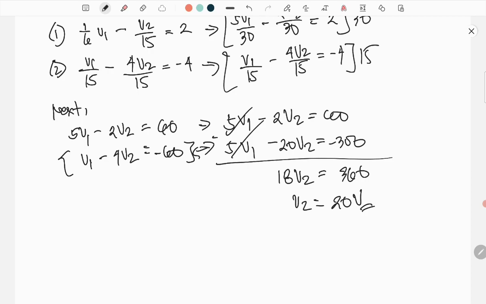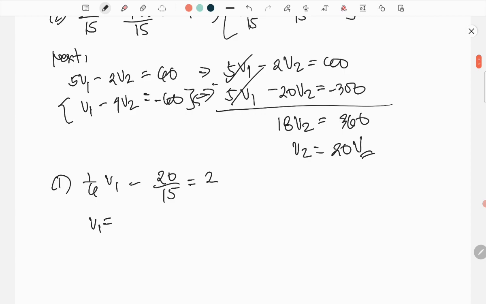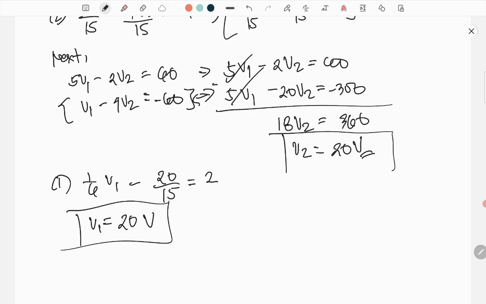So we already have the value for V2, which is 20. Then we can substitute it into our first equation: V1 minus V2, which is 20 here, over 15 is equal to 2. To find V1, it's 2 plus 20 divided by 15, times 6, and that's 20 volts.